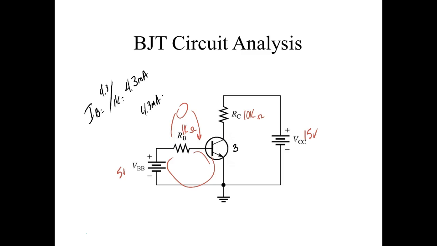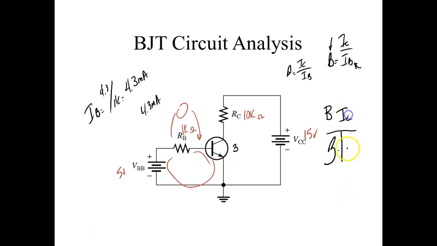4.3 milliamps. What am I going to do now? I know the beta of the transistor. So beta is equal to IC over IB. I know IB. I know the beta. So what can I do? I can put this in this little equation we learned about in DC, right? Beta is equal to IC over IB. I know beta, I know IB. So how would I solve for IC?